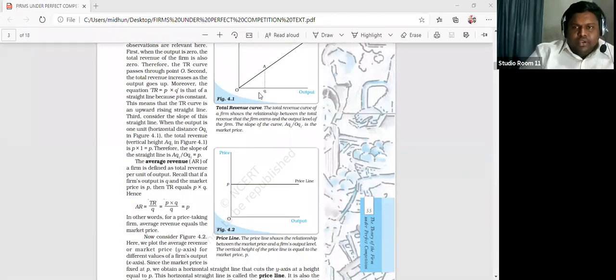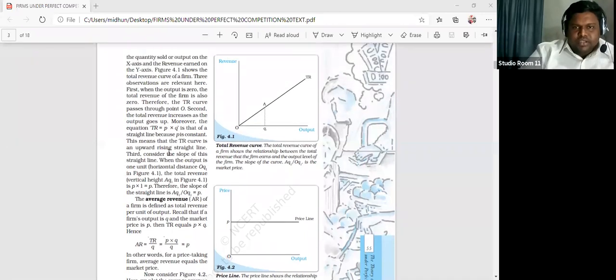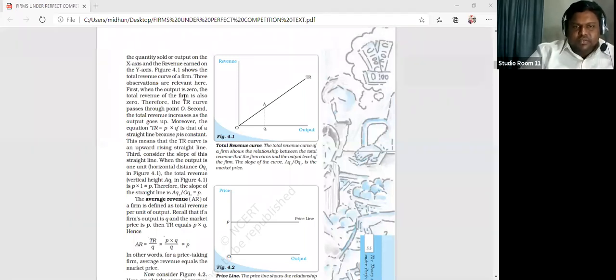Total revenue curve. Just observe it clearly one more time. There are three properties for this line. First of all, when the output is 0, the total revenue of the firm is also 0. Got that? That's the first feature. Secondly, the total revenue increases as the output goes up. So as output increases, the total revenue also will increase. Clear?